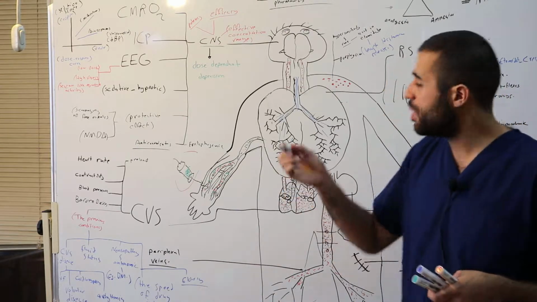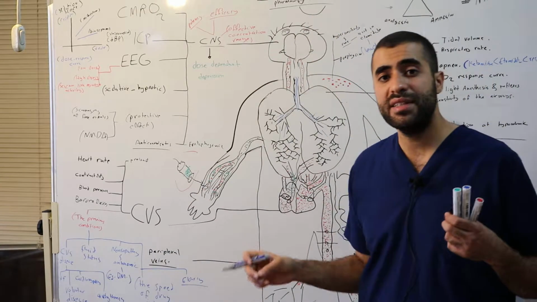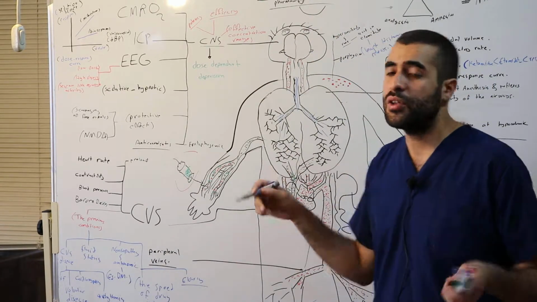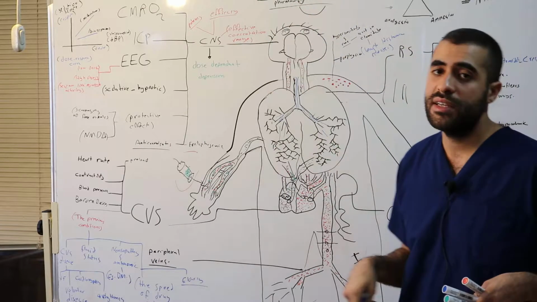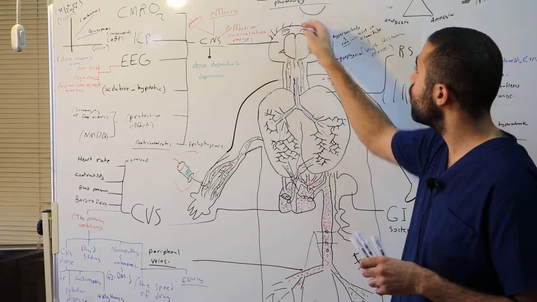And always remember that pharmacodynamics is the effect of a drug on the body, and pharmacokinetics is the effect of the body on the drug. The D here may remind you of that, okay? So, the effect of a drug on the body.